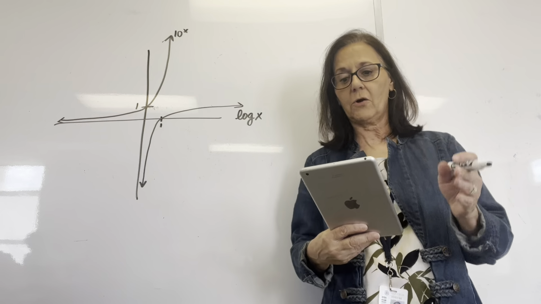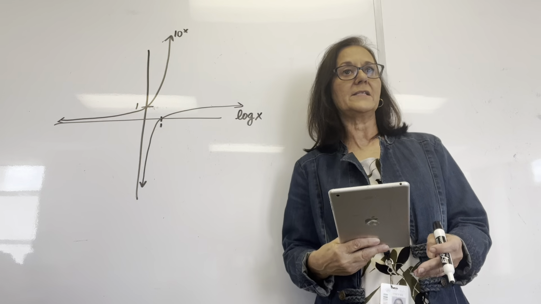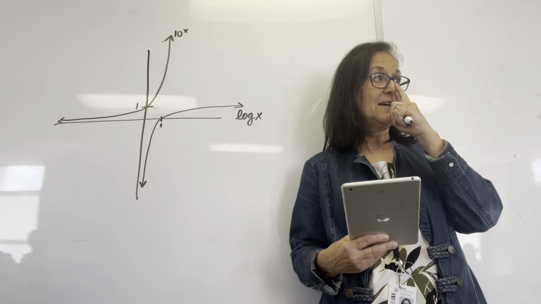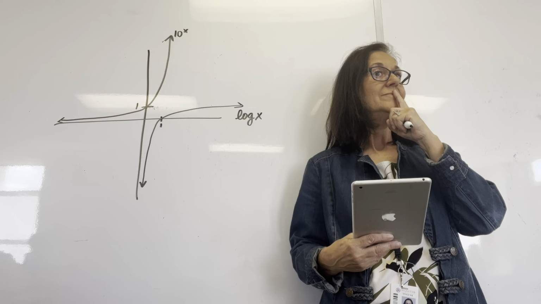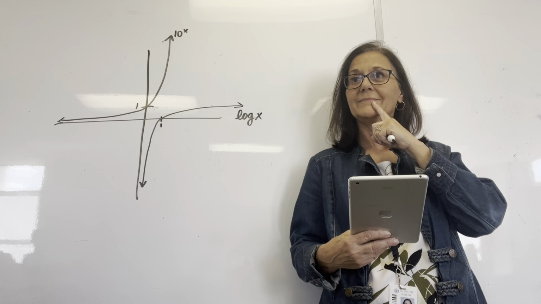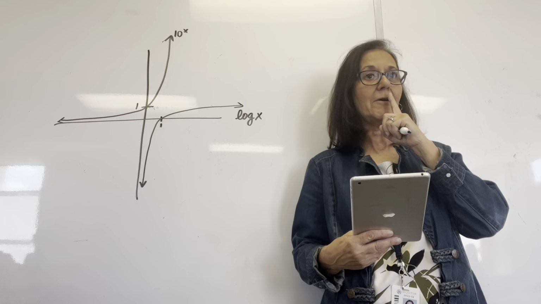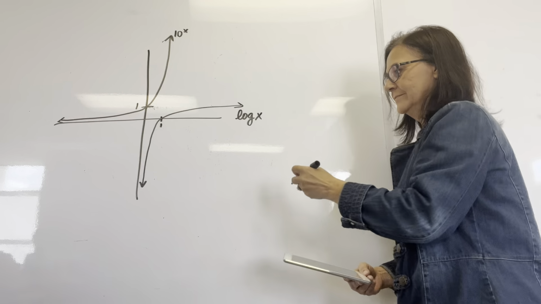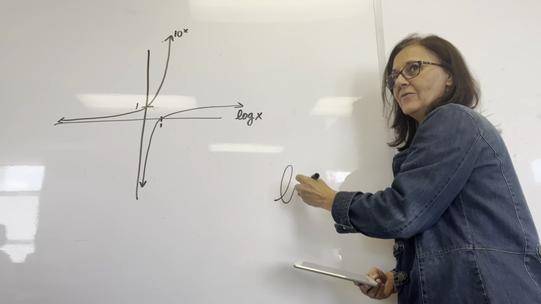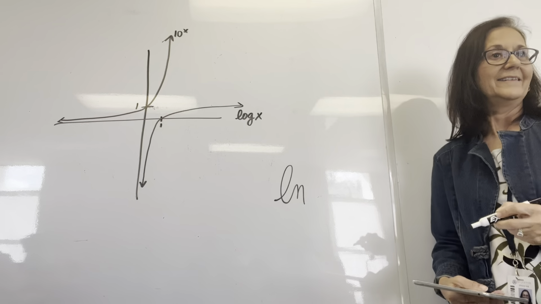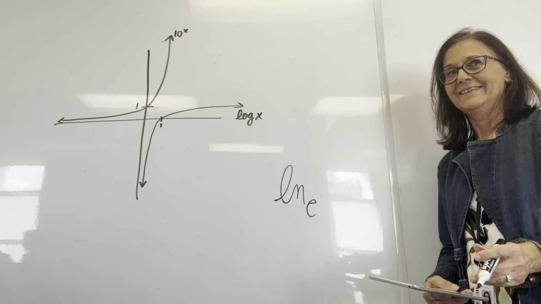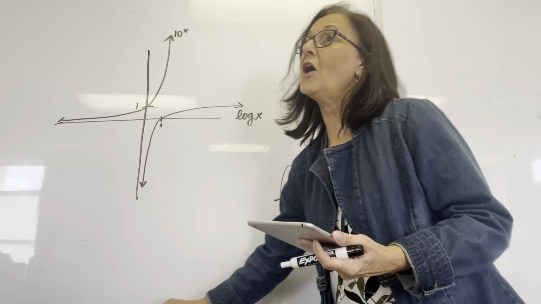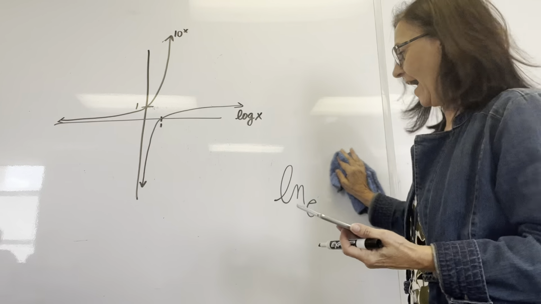10. 10, that is correct. The natural log has a base of? Negative 10. No. Natural log has a base of? Not 0. 0 is never the base, actually. No. Natural log. The base is e.